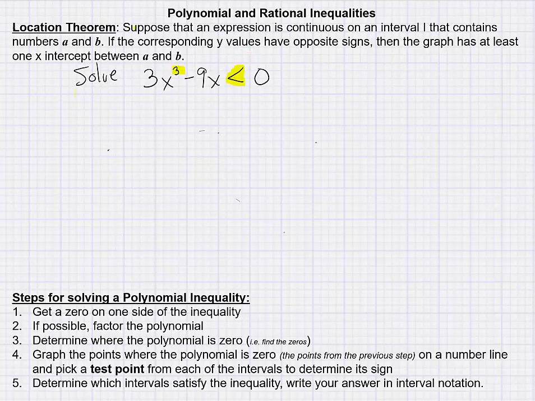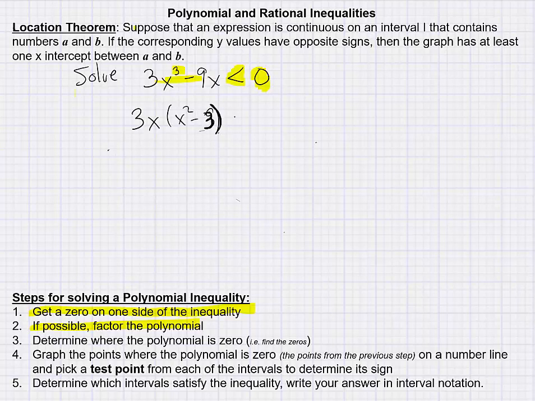So these are the steps we want to follow. First, get one side of the inequality to be 0. We already have that. Second, if possible, factor this polynomial. Now you're not always going to have a polynomial over here, but we're doing the instructions for if it's a polynomial. If so, factor this polynomial. So we can do that. I can pull out a 3x. I'm left with x squared minus 3.